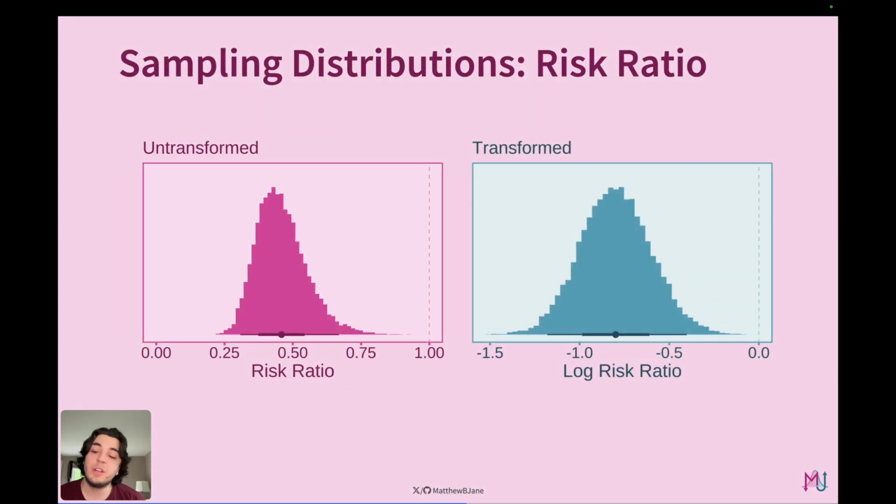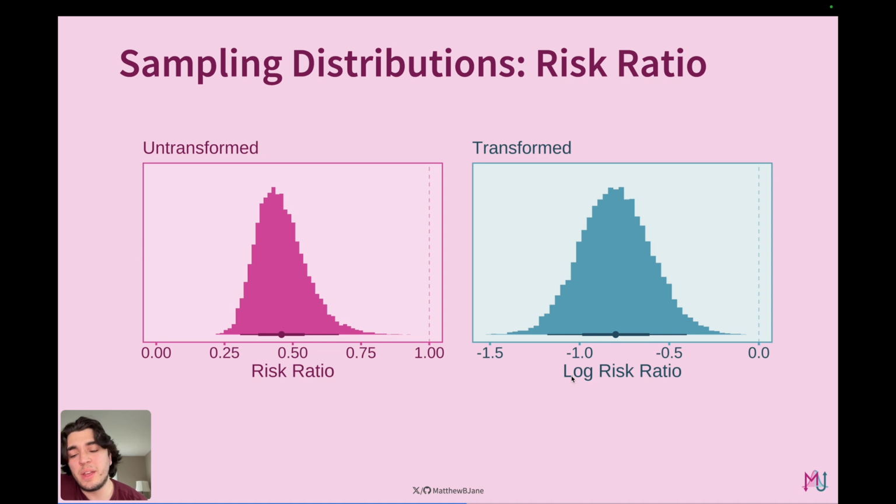So if we look at the example of risk ratios, and really any ratio, it is bounded by 0 to infinity. So it has a lower bound. And as the risk ratio approaches that lower bound, that 0 value, the variance gets smaller and smaller. And also you'll notice that it is skewed positively.